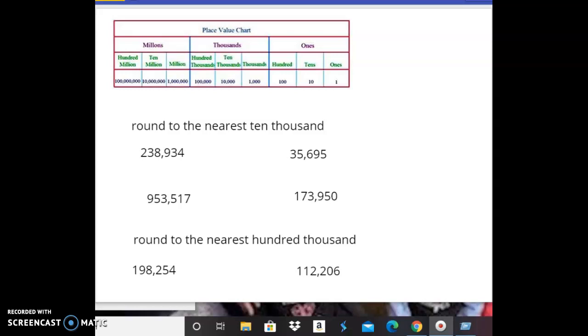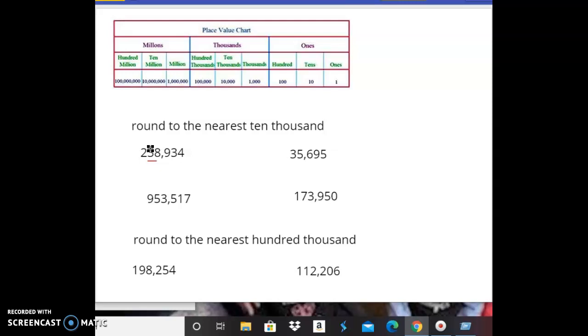If you're not sure of the place value, I put a place value chart up here that can help you find each place value. So for the first one, it says round to the nearest 10,000. So this is ones, tens, hundreds, thousands, 10,000s. The 3 is in a 10,000 spot.